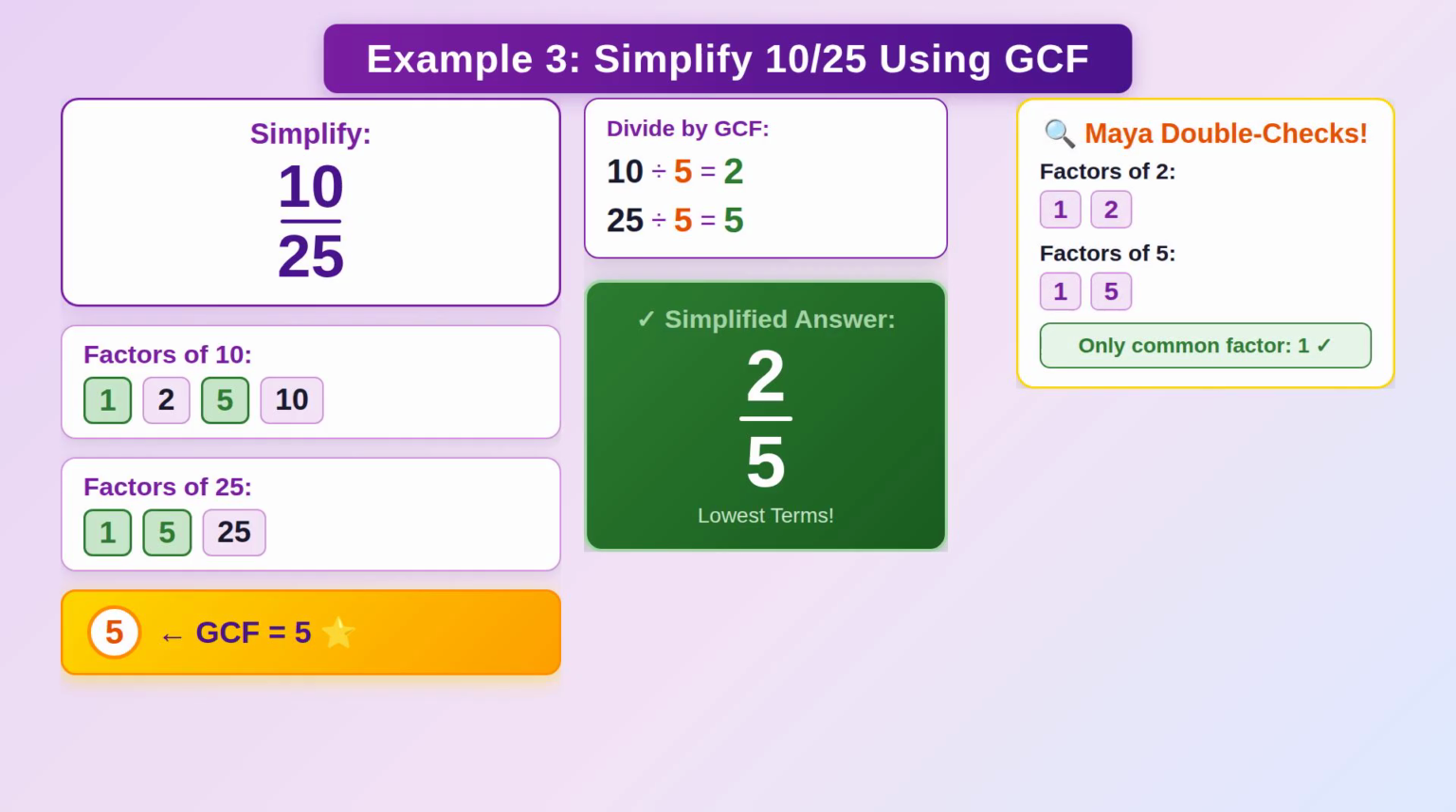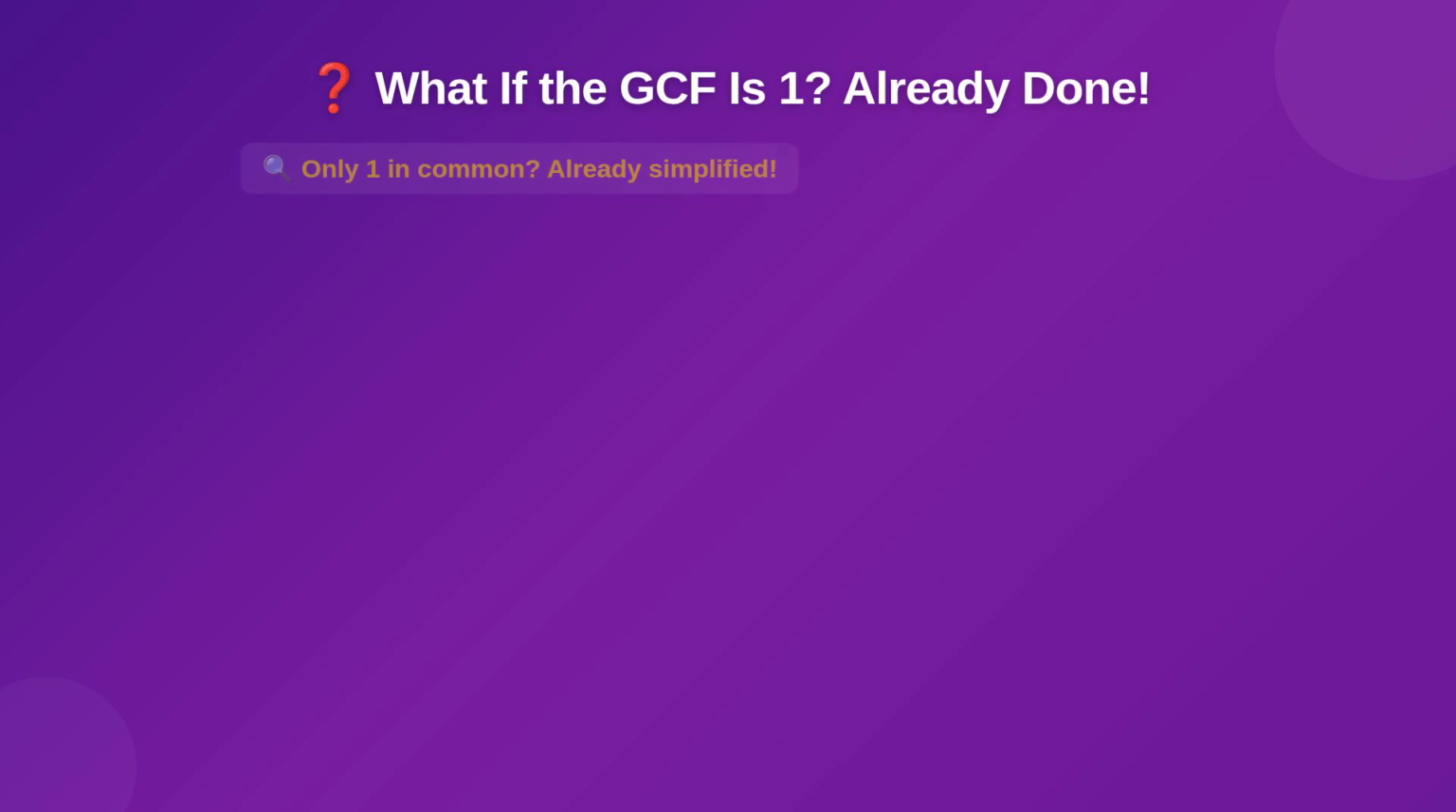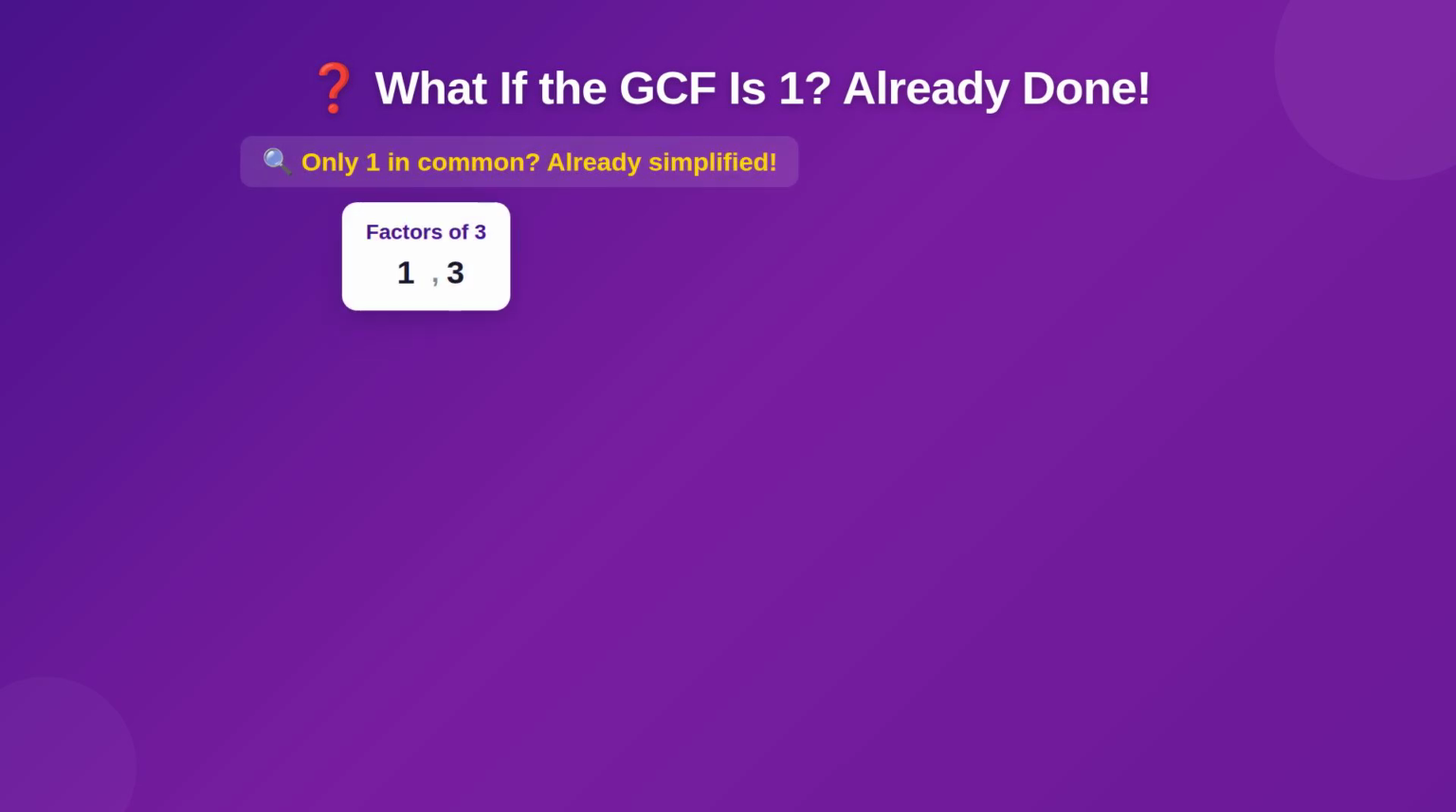Notice we could not simplify further because 2 and 5 share no common factors except 1, so 2 over 5 is already in lowest terms. Maya double checks. Factors of 2 are 1 and 2. Factors of 5 are 1 and 5. Confirmed. We're done. Here's something Maya discovers that trips up a lot of students.